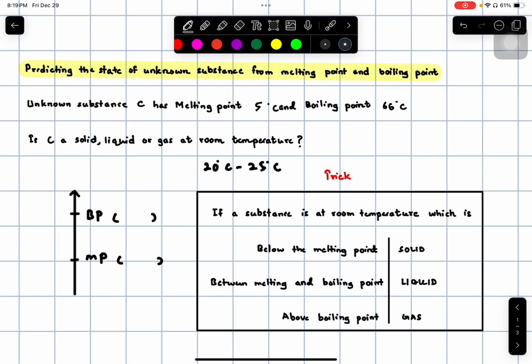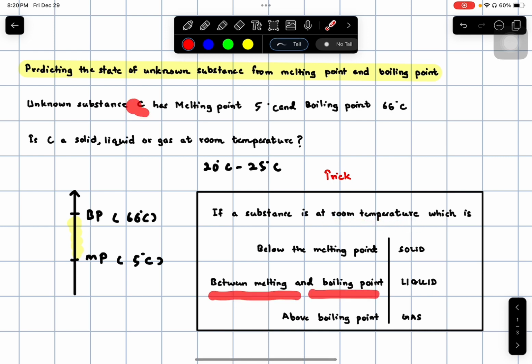For our last example, we have unknown substance C, which has a melting point of 5 degrees Celsius and a boiling point of 66 degrees Celsius. C at room temperature is somewhere in 20 to 25 degrees Celsius, so it's between the melting point and boiling point. So, if a substance is at room temperature, which is between the melting point and boiling point, then substance C would be a liquid. This means that substance C is a liquid because it has been melted because it's above the melting point, but it's still not a gas because it's still below the boiling point.